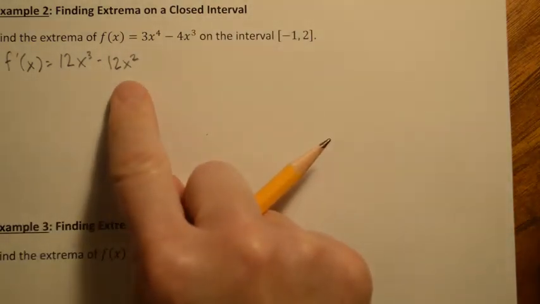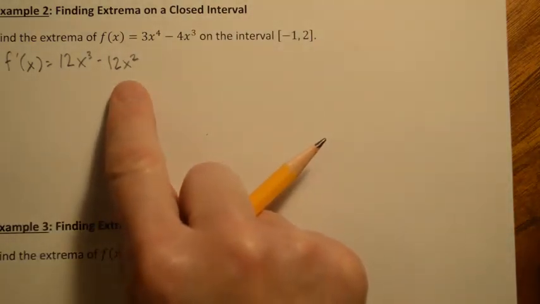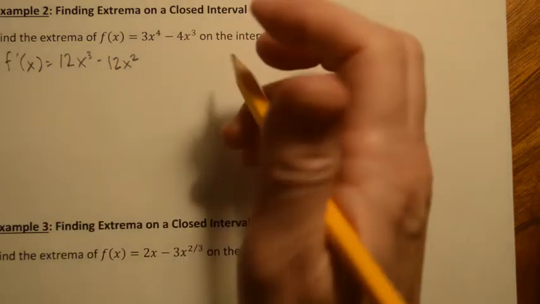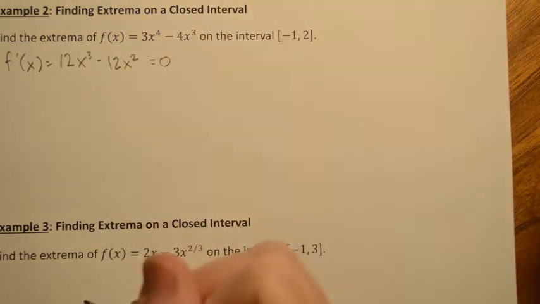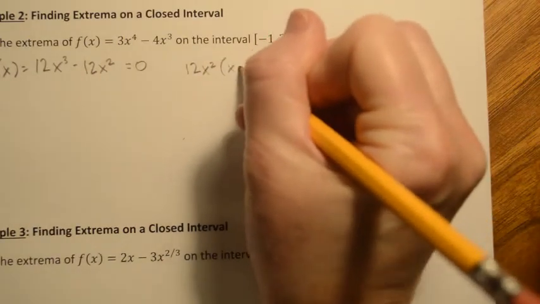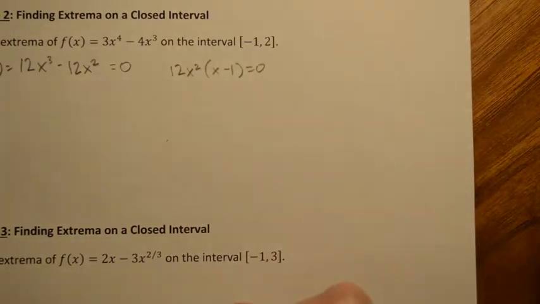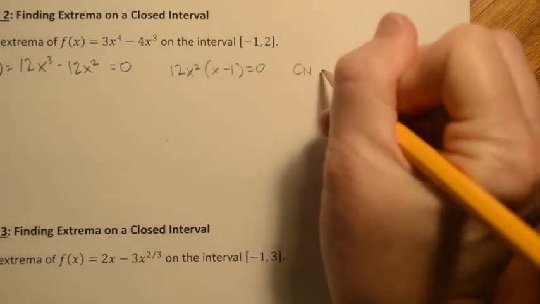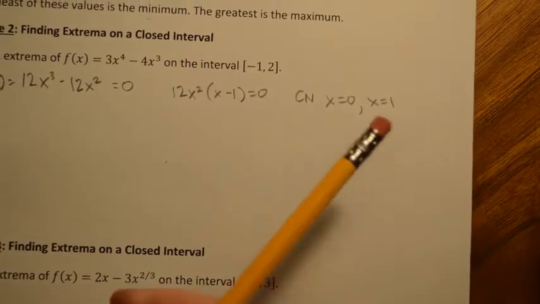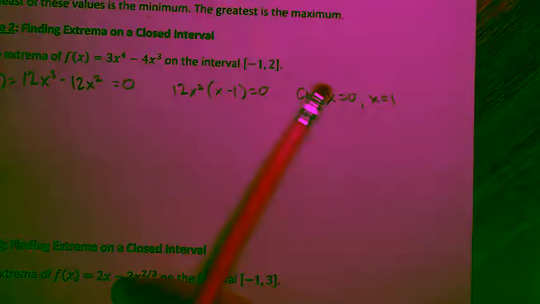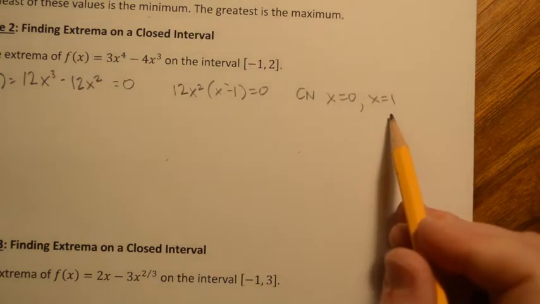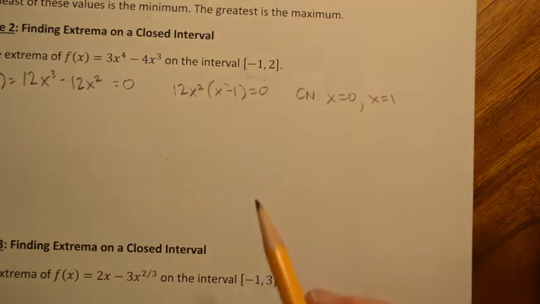Again, we're looking for where this is 0 or undefined. It's never going to be undefined because its derivative is also continuous everywhere. So we're just going to set this equal to 0. And what we ended up with was 12x squared times (x minus 1) equals 0. So our critical numbers were x equals 0 and x equals 1. We just do a quick glance to make sure that these two values are actually in the interval that we're given. They're still critical numbers no matter what, but we just want to focus on this interval.